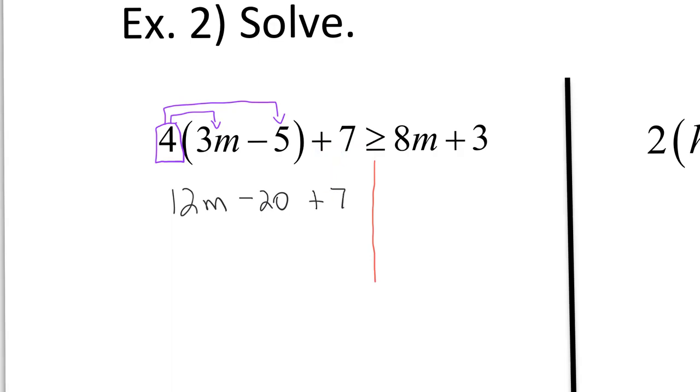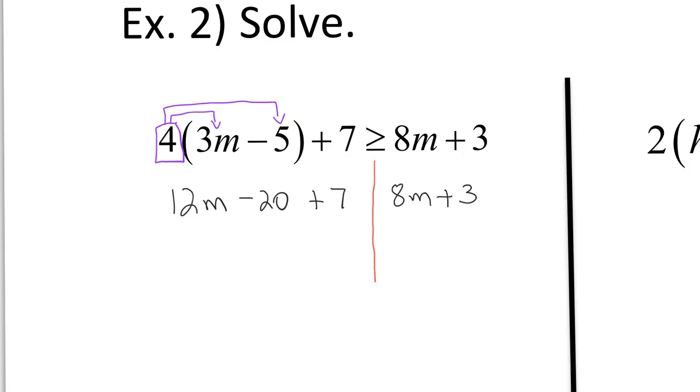And on the right side, you have to check if you have like terms, or you can maybe distribute, or you maybe can get rid of the fractions. Obviously, we don't have fractions here. These are not like terms. We don't have parentheses, so we don't have to distribute anything. So you just bring down those two terms, the 8m and the plus 3 here.